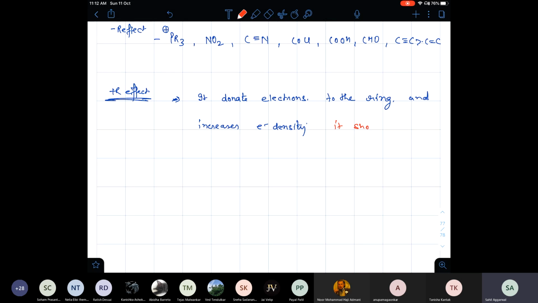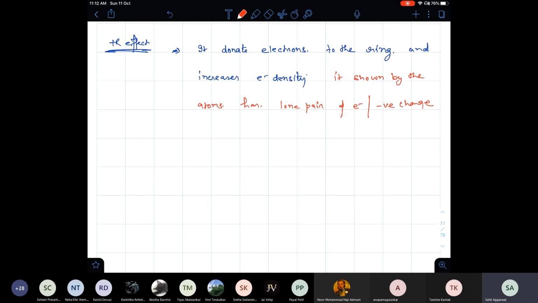It is shown by the atoms having a lone pair of electrons or negative charge. Copy it fast. Done.